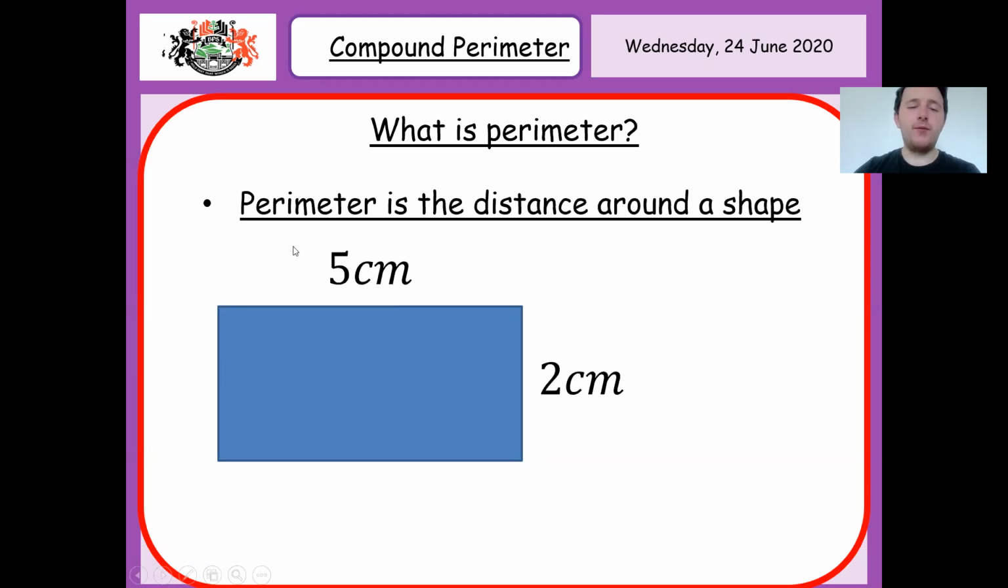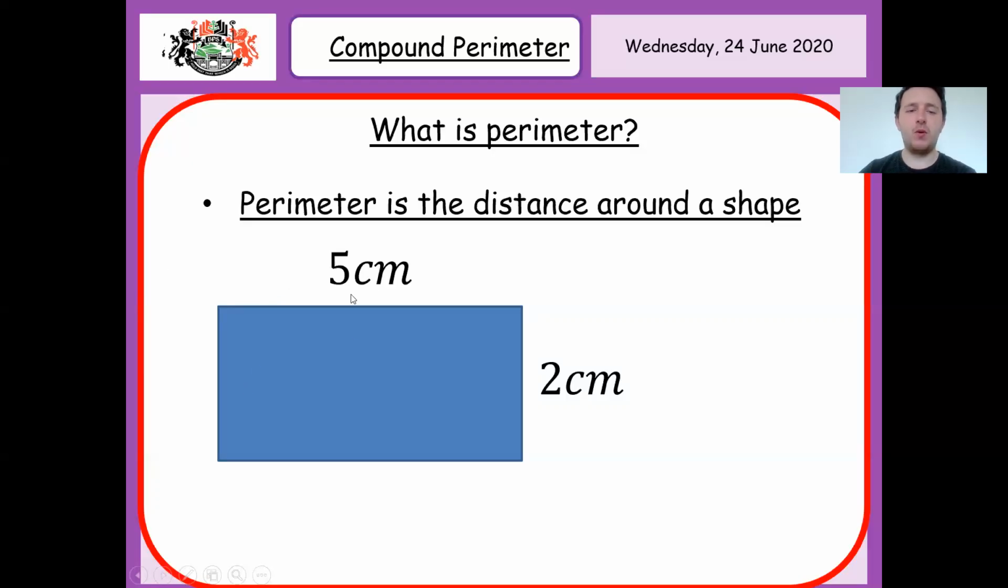So if we're asked for perimeter, imagine this rectangle was a field. The perimeter would be, if you walked around that field, how far have you walked? If it was area, it would be how much grass is on the inside. But if it's perimeter, if it's a field and you walked around it, how far would you walk?